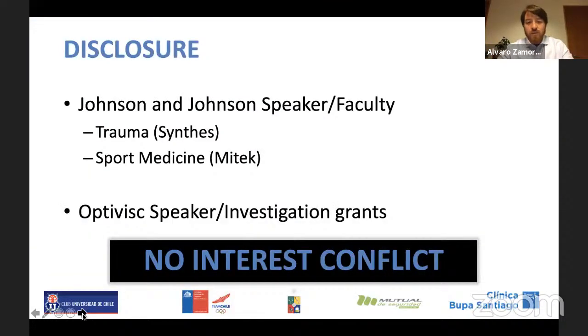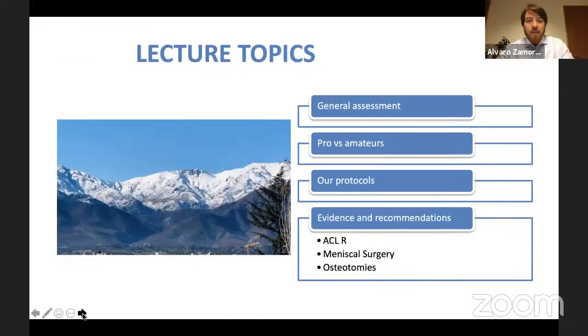These are my disclosures, but in this lecture I have no conflict of interest. My lecture topics are going to be a general assessment, the difference between pro and amateur athletes, and I'm going to share our recommendations about ACL, meniscal surgery, and osteotomies. I picked these three aspects because they are quite different, but there are a lot of things I can share with you. It's a picture from my window in the Andes Mountains a couple of days ago.